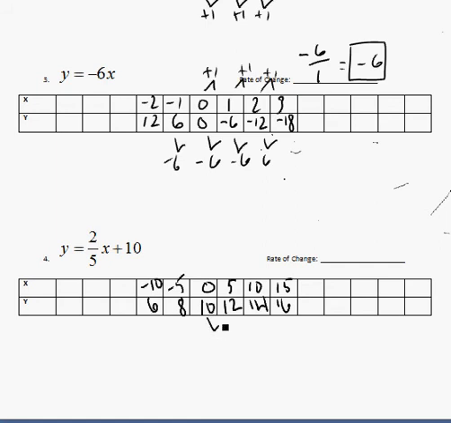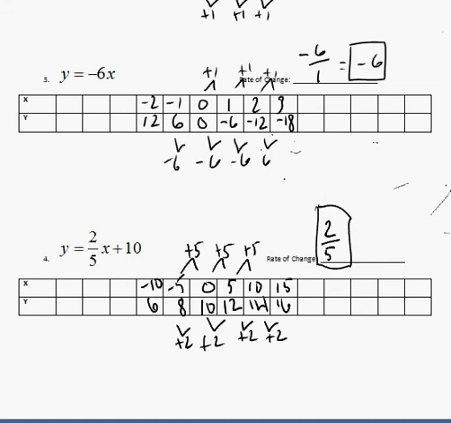Now, if we take a look at our table, we see that the y's increase by 2 when the x's increase by 5. So, the rate of change would be 2 y's for every 5 x's, or the rate of change would be 2/5 of a y per x, or 2/5.